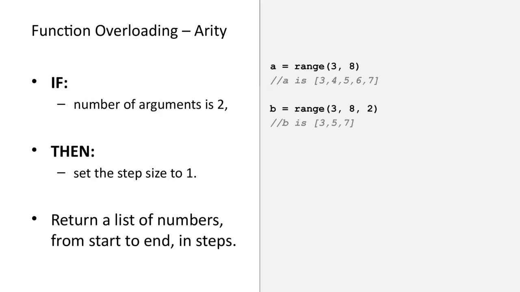Internally, we can imagine how the range function works. A conditional statement can be used. The condition will check the number of arguments. If the number of arguments is only 2, then the function sets the step size to the default value of 1.